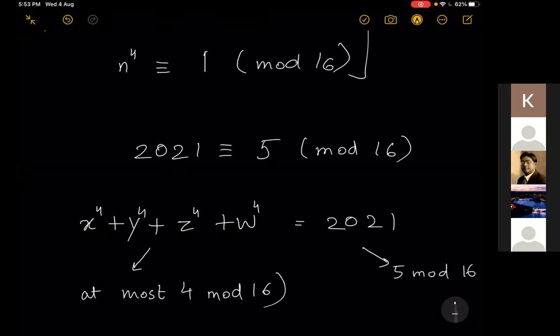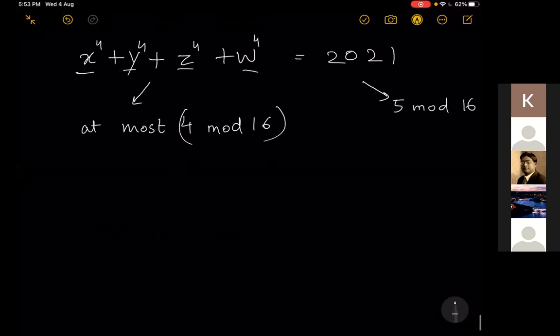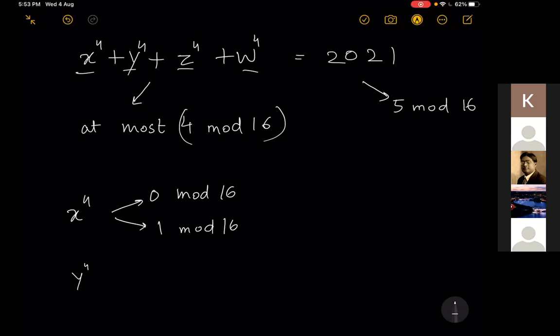Why? Because x, y, z, w can each be 0 or 1 mod 16. So suppose all of them are 1 mod 16, at most it's 4. So no solution. Like x to the power 4 is either 0 mod 16 or 1 mod 16. Similarly y to the power 4, z to the power 4, w to the power 4. Now if all of them are 1 mod 16, then the sum is 4 mod 16.